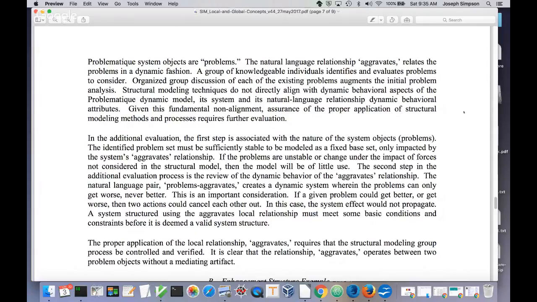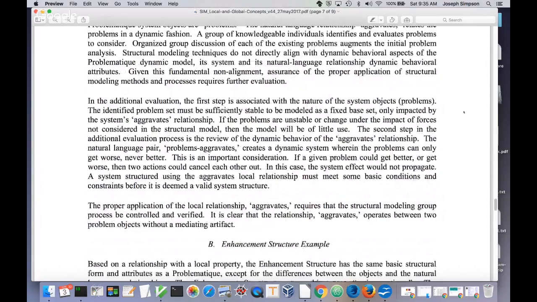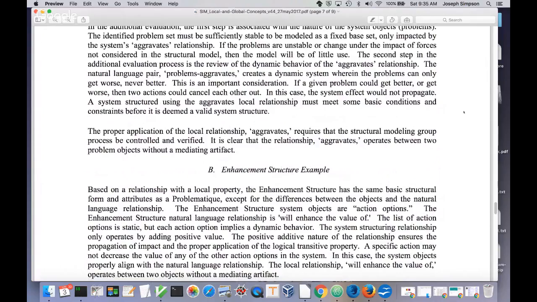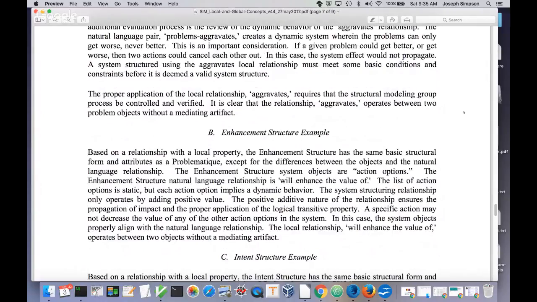So what we will probably want to do is find natural language relationships and concepts and techniques where we don't have to do that, where we can then take advantage of the efficiencies of the logical structure. Okay, so the proper application of logical relationship requires that the structural process be controlled and verified. It's clear that the relationship operates between two objects without a mediating artifact. So that definitely makes it a local type of relationship.